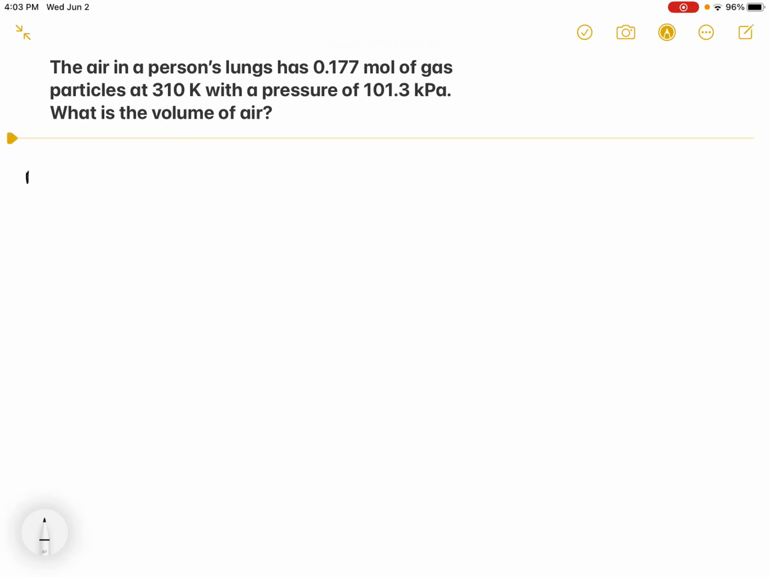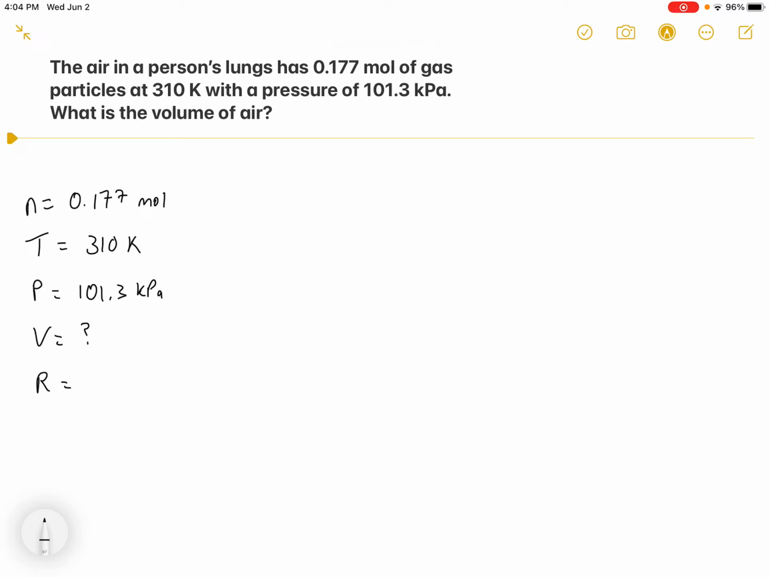So we know that n, or the moles, n still means moles, so 0.177 moles. We know that the temperature is 310 Kelvin, and we have to make sure we use units of Kelvin in the ideal gas law problems. We know that the pressure is 101.3 kilopascals, and we are looking for volume. And then R is the universal gas constant, which we know.